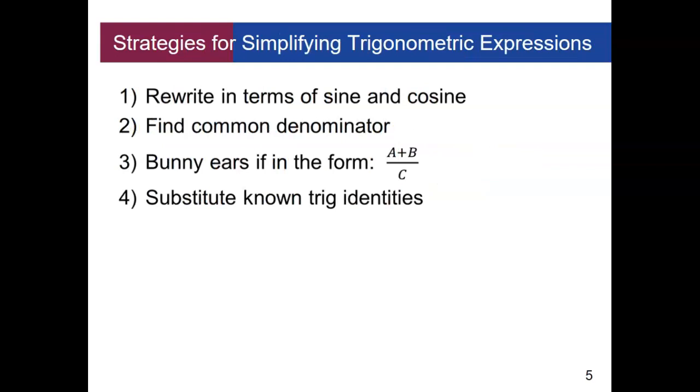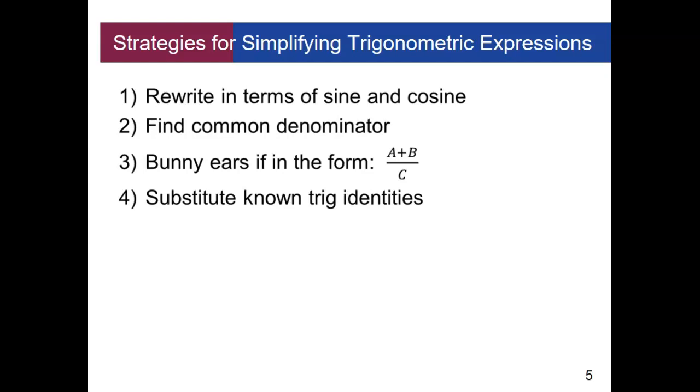So here are some strategies that we're going to use today. The first one, and the most basic one, is to rewrite everything in terms of sine and cosine. If you have a tangent in your problem or you have a secant in your problem, rewrite that in terms of sine and cosine. Get everything to just those basic two functions, and that's usually helpful.